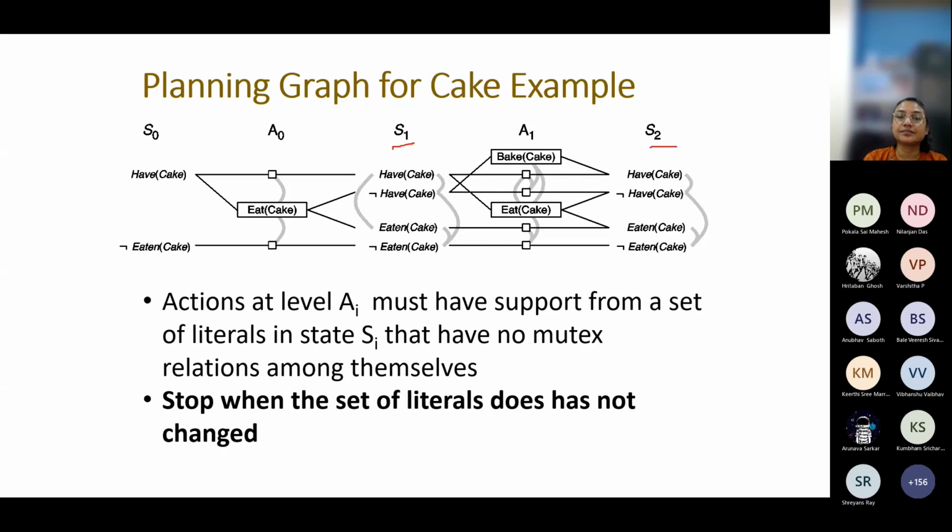So an action at level Ai must have support from a set of literals in the previous state Si that have no mutex relation among themselves. Now this graph expansion we will stop when the set of literals has not changed. So if we continue, we'll see that in S3 we will get the same set of literals. So we need not go any further at this point.